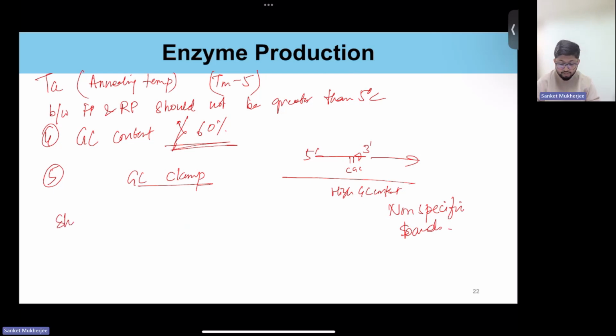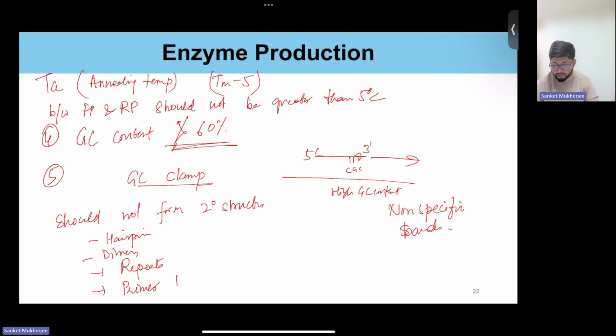Primers should not form secondary structures. So what are the different kinds of secondary structures? There could be hairpins, there could be dimers. There could be repeats, which can cause problems. And there could be primer template homology other than the target site.